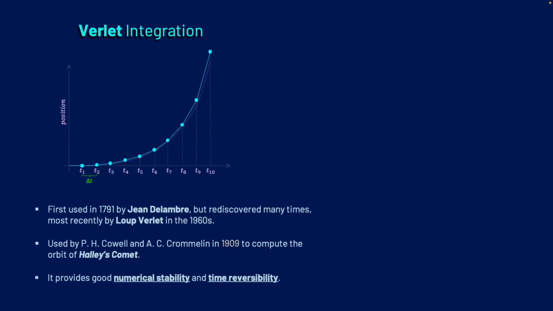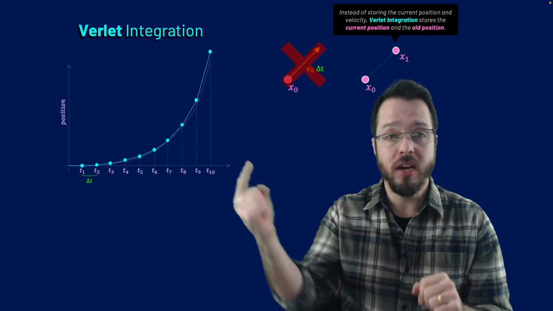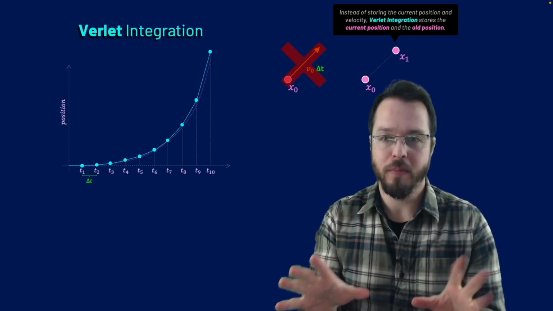So the Verlet integration helps us go forward in time, and it also helps us go back in time. It is reversible, and in some cases we do want that. So numerical stability and time reversibility are the two areas where Verlet really excels. And how does Verlet do that? Right here is one of the most important parts of our video.